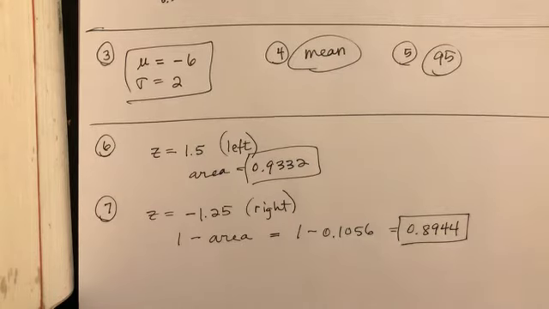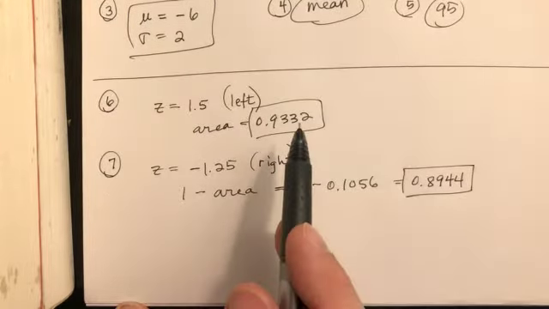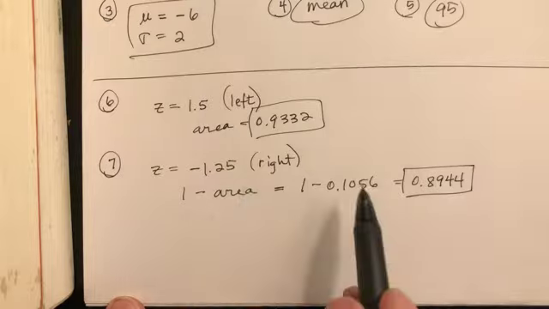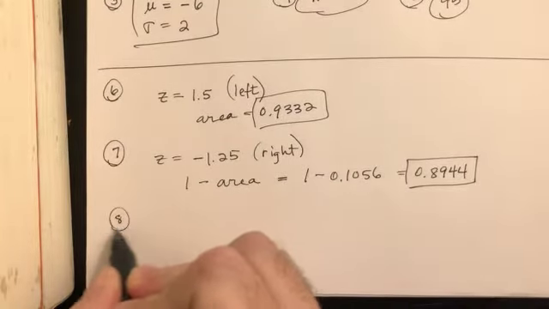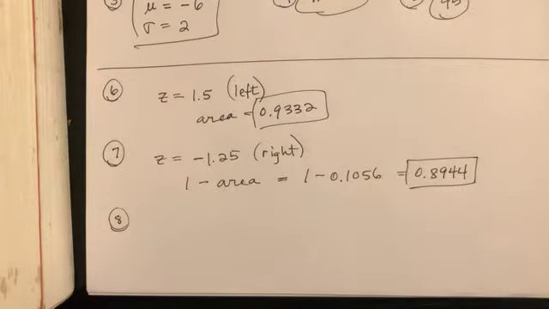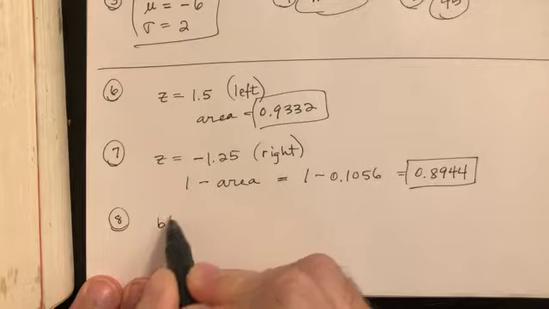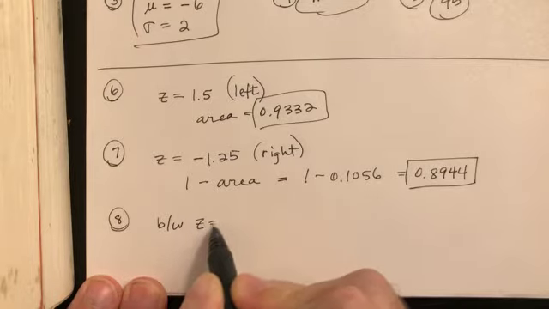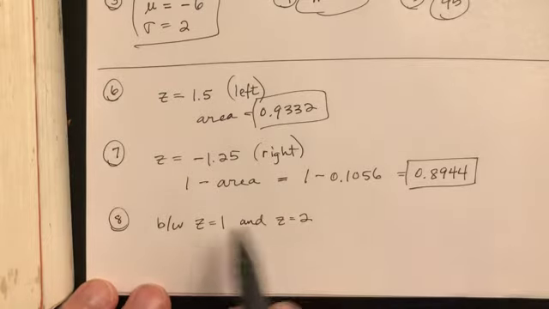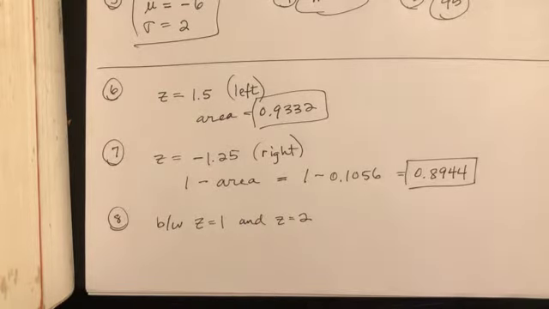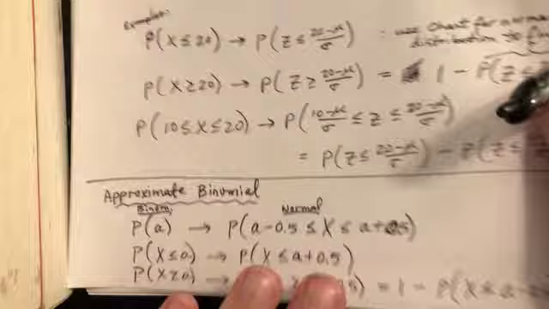Okay. So to the left, just use the chart number. To the right, find the chart number and then say 1 minus that. And then for between two numbers, which is what I think this next one is, we got between z equal to 1 and z equal to 2. So this idea is on the formula sheet like so.